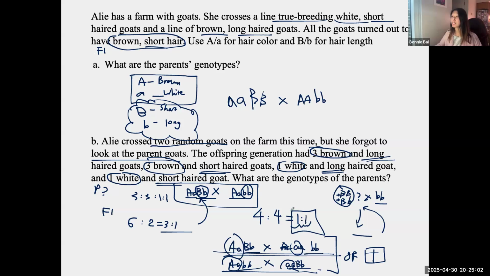Oh, how did I figure that out? It's because of the 1-to-1 ratio of the long versus short. So we have 4 long goats, like 3 and then 1. That's 4 long goats. We have 3 and then 1 again for the short hair goats. So I'm just looking at whether it's long or short for this B gene. So 4 to 4 is a 1-to-1 ratio, and a 1-to-1 ratio is always this cross. There's no question in that.